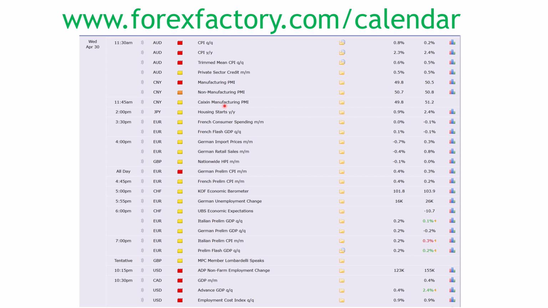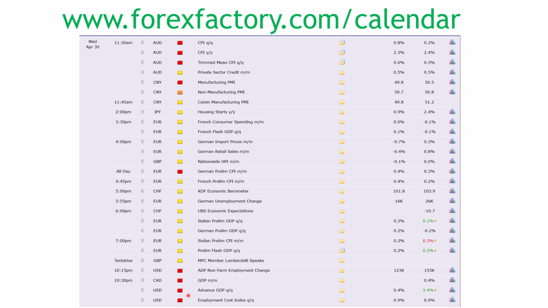Quick look at Forex Factory for the economic calendar. Wednesday, the 30th of April. Obviously, we've got the CPI figures coming out here in Australia, some Chinese manufacturing figures and German preliminary CPI figures. And then on Wednesday evening, you've got the US non-farm employment change and Canadian GDP, as well as advanced GDP for the US, and employment cost index quarter on quarter. So all these red bars here may have a high impact on currency prices.